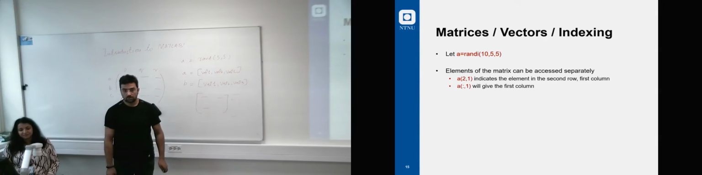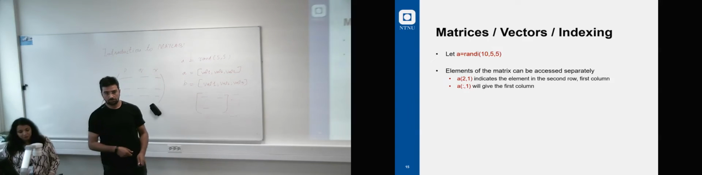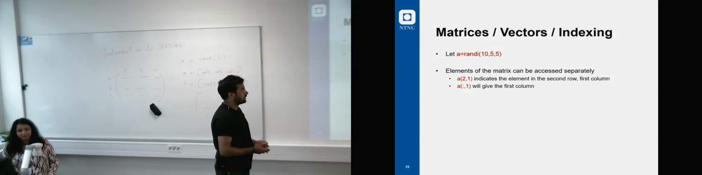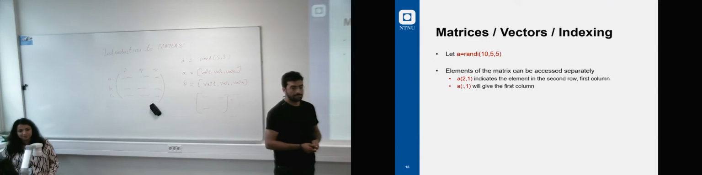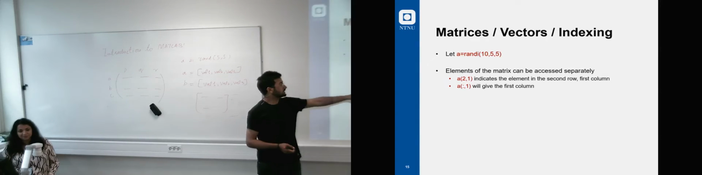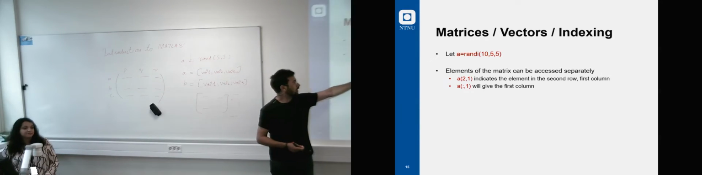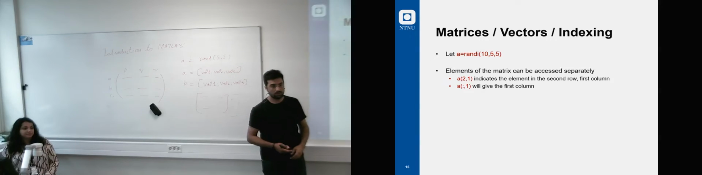If you write A, then colon, comma 1, it will give you the first column, all the elements of the first column. This is row or column? What is this? Row. This means all the elements. And of which column? Of column 1. Can you try it?